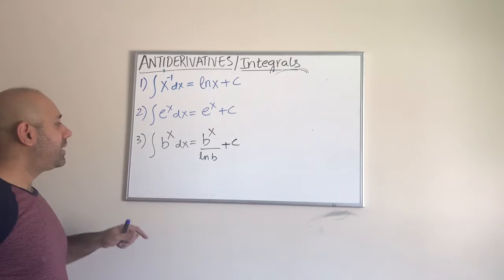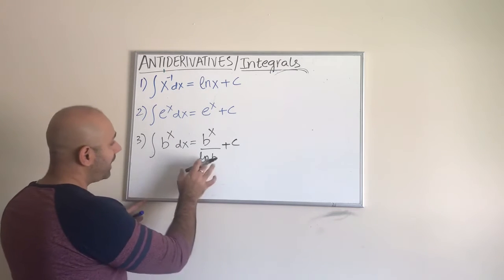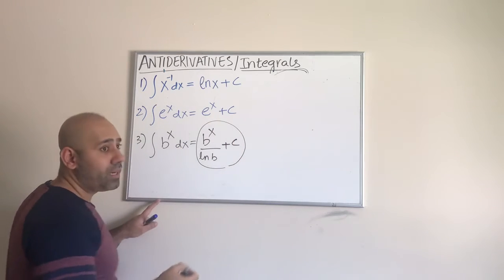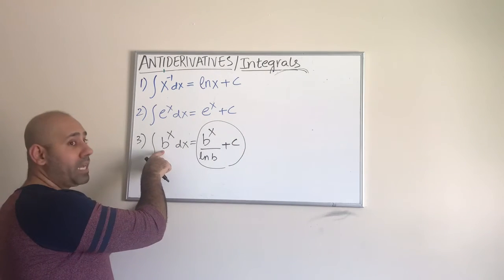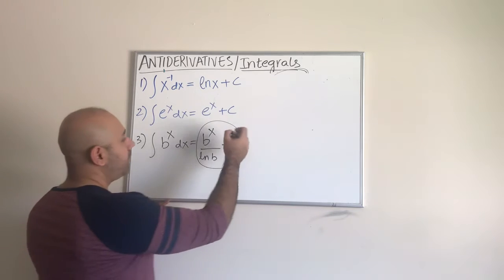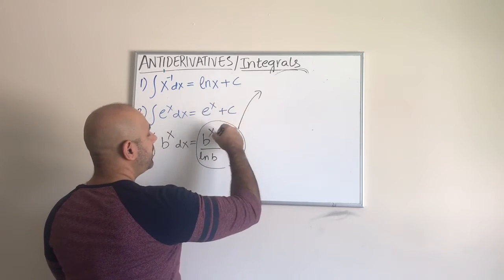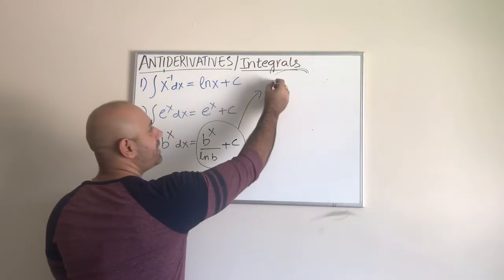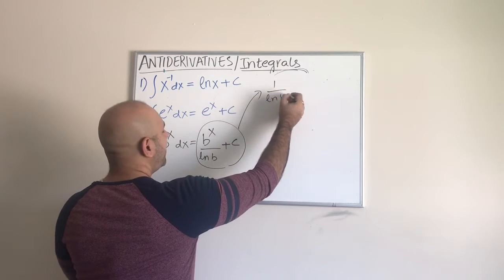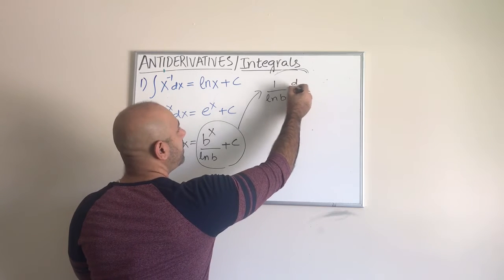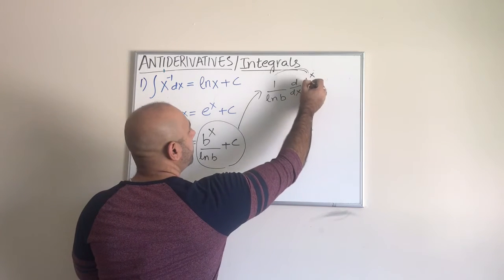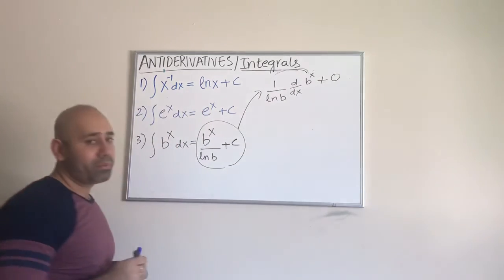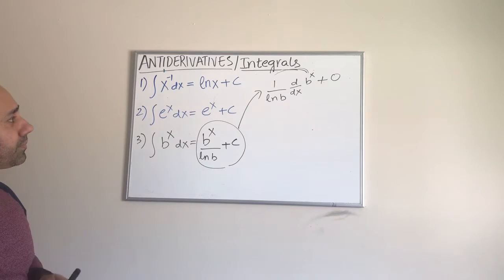And again, it's not too difficult to convince ourselves that this actually is true, because you can just start looking at this function and try to find the derivative of this and see if we get back b to the x. So let's try doing this one actually. If I have to find the derivative of this, guys, keep in mind ln of b is a constant, so I can just take it outside, 1 over ln of b, and then I basically have to find d over dx of b to the power x, plus the derivative of the constant. You don't have to worry about this, the derivative of a constant is 0, right?